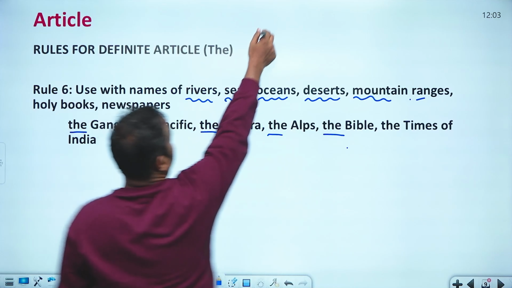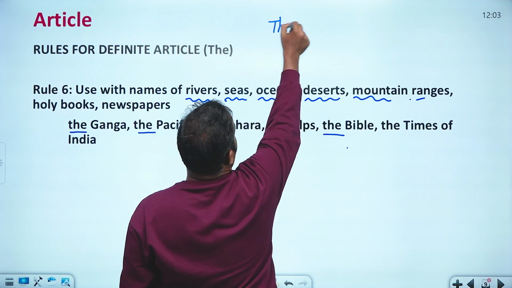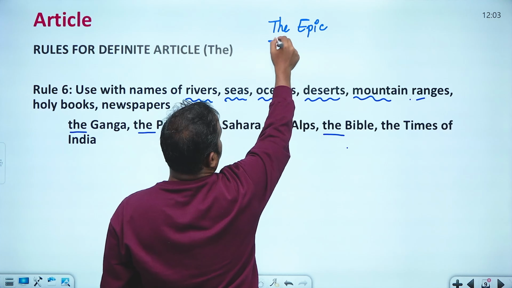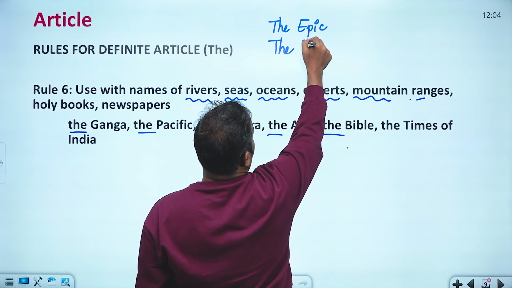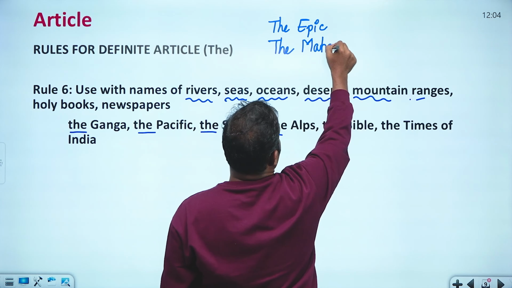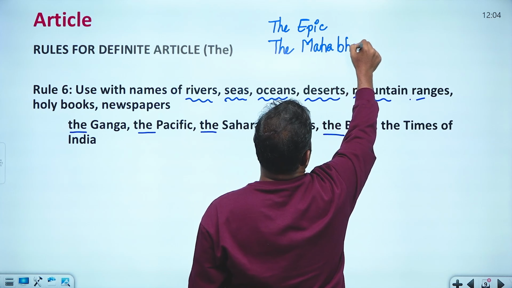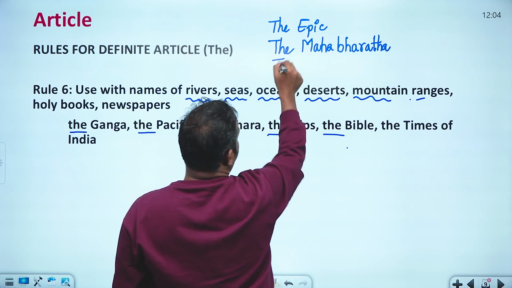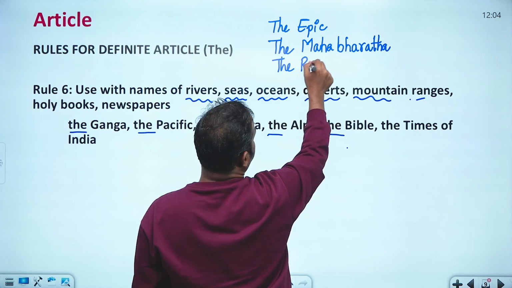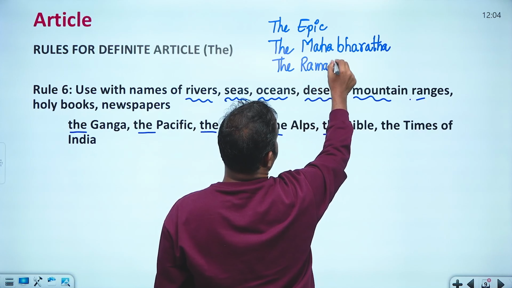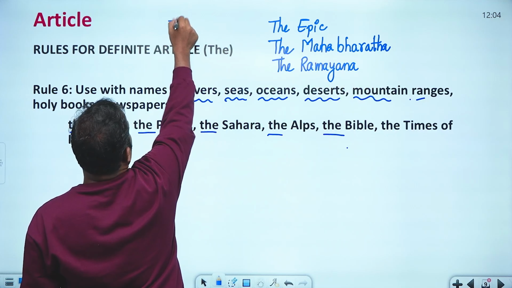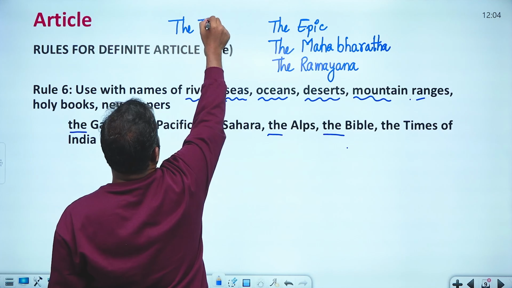You can write like this. Okay, so the epic. Okay, so the Mahabharata, the Ramayana, okay, then the Trojan War.